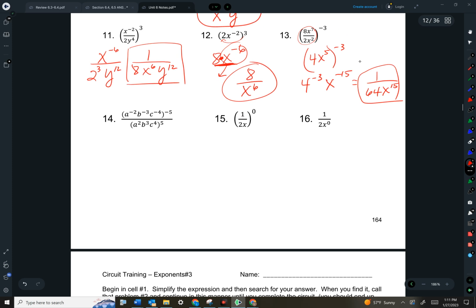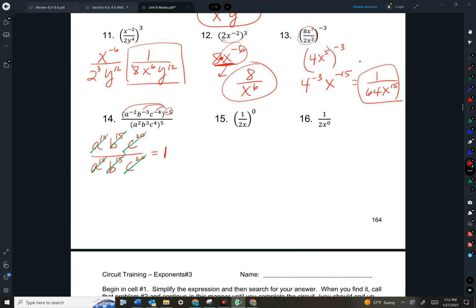Okay? This one looks terrible, but do a little step at a time. I'm going to apply that negative 5 to the a, to the b, and to the c. So it's going to become a to the positive 10, b to the positive 15, c to the positive 20. In the denominator, I'm going to apply that 5 to all of them. So it's a to the 10, b to the 15, c to the 20. And one thing to keep in mind, if you have the exact same thing on top as you do on bottom, it's just going to cancel. And in this case, do you see that the b's cancel and the c's cancel? And if everything cancels, what does it equal? Don't say 0. It equals 1.